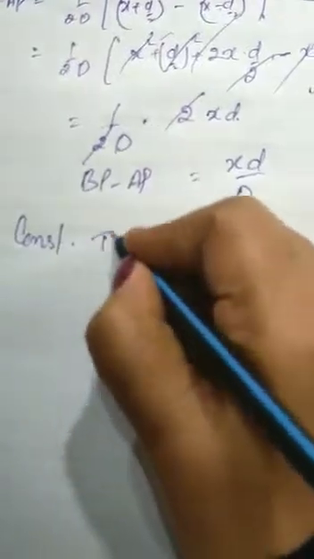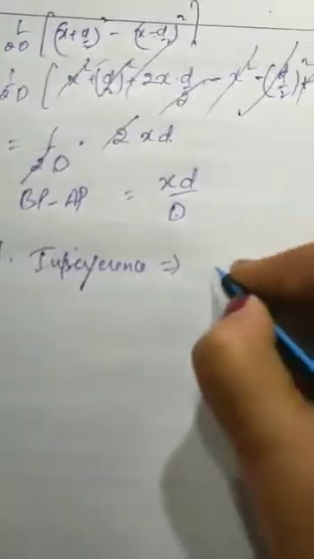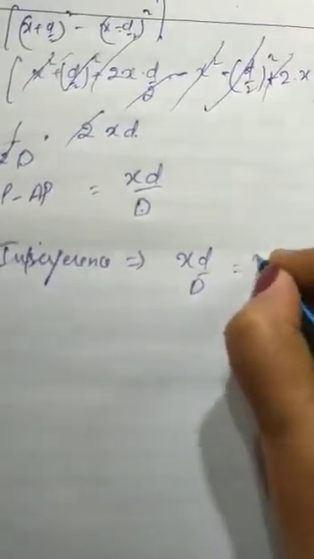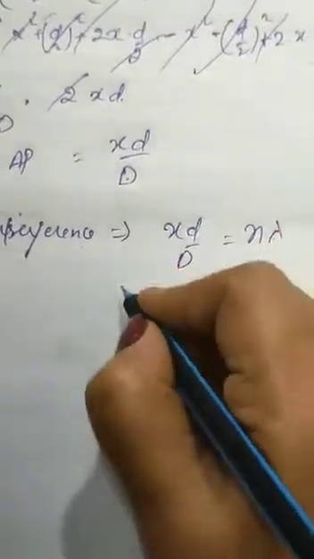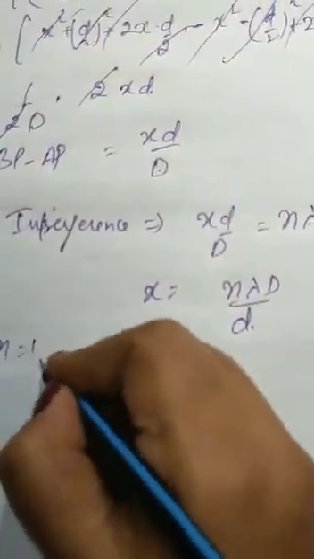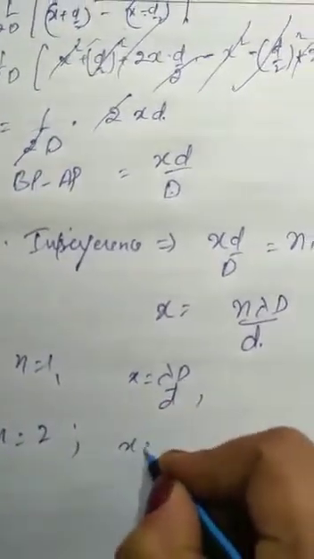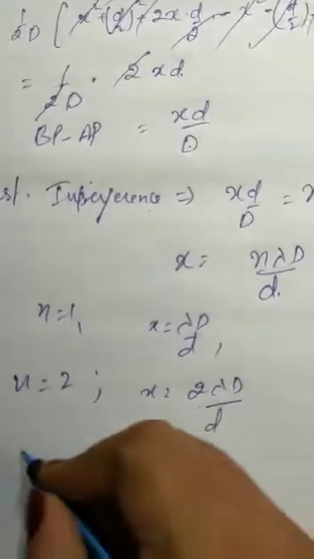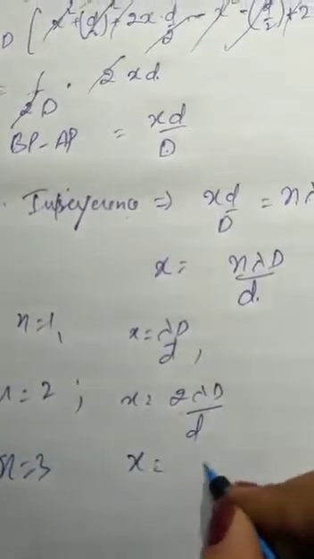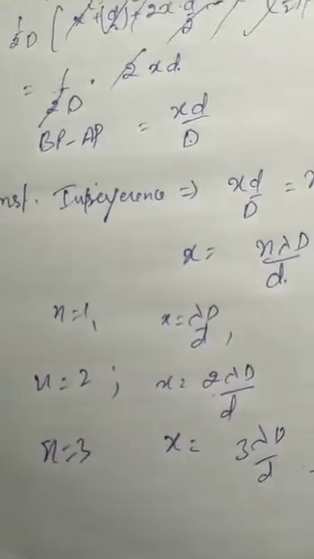We have studied that in case of constructive interference, the path difference should be an integral multiple of lambda. So from here we can get x is equal to n lambda D by d, where n is equal to 1, 2, 3. For n is equal to 1, x is equal to lambda D by d. For n is equal to 2, x is equal to 2 lambda D by d. And for n is equal to 3, x is equal to 3 lambda D by d, and so on. So these are the positions for constructive interference.